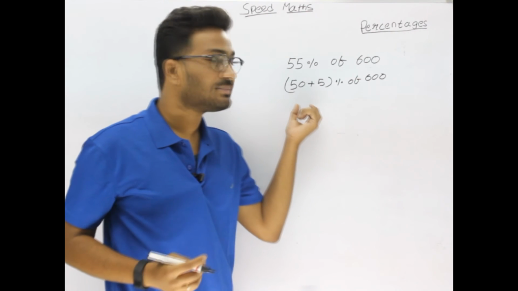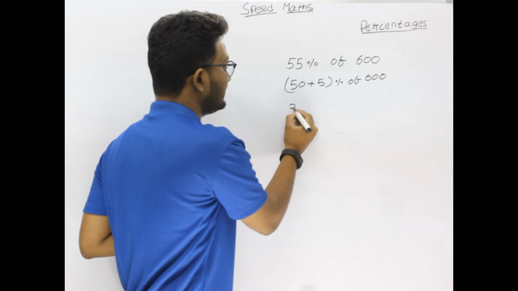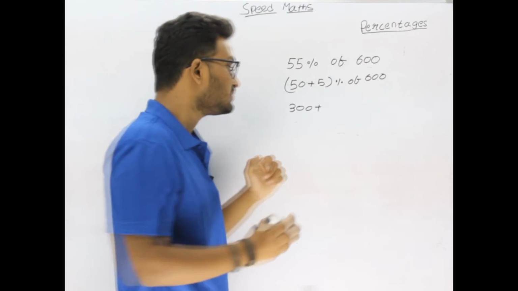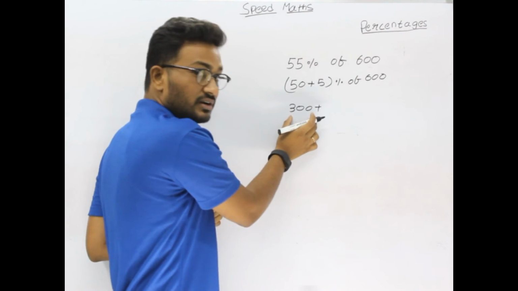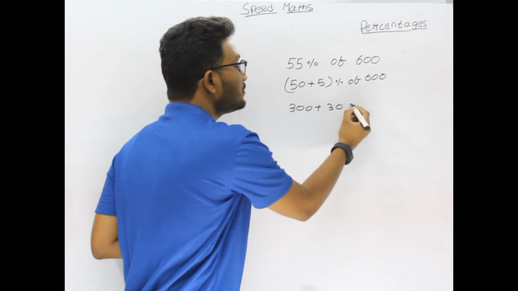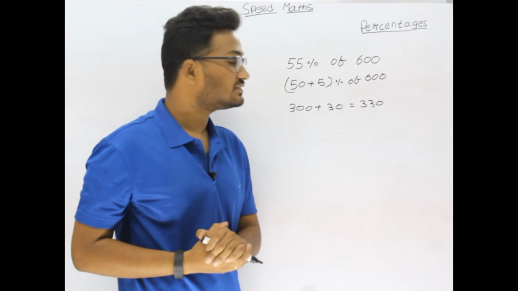And we all know that 50% is half of 600, which is 300, plus, what is 5% then? It is this number, that is 300 divided by 10, which will give us 30. So the value of 55% of 600 is 330.